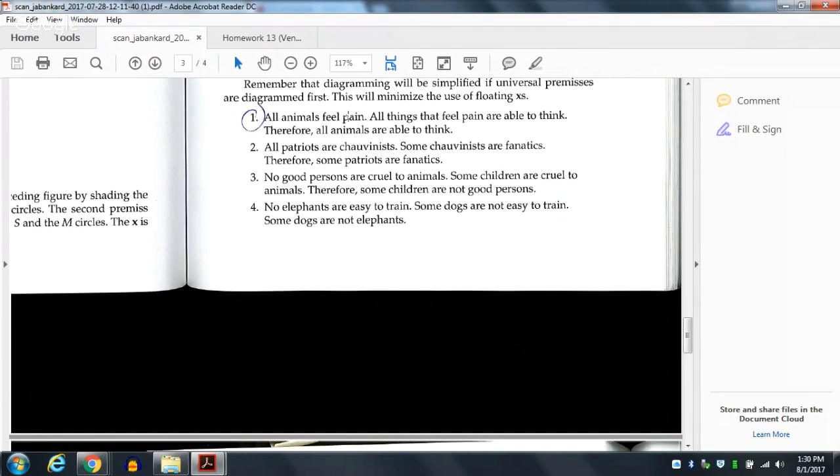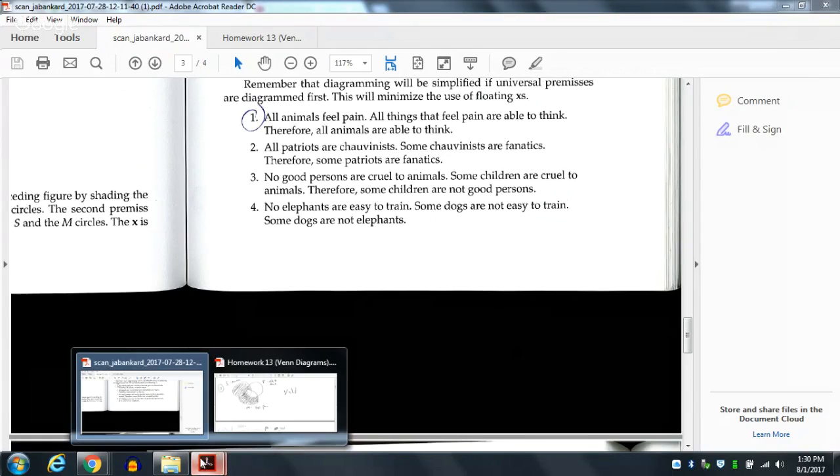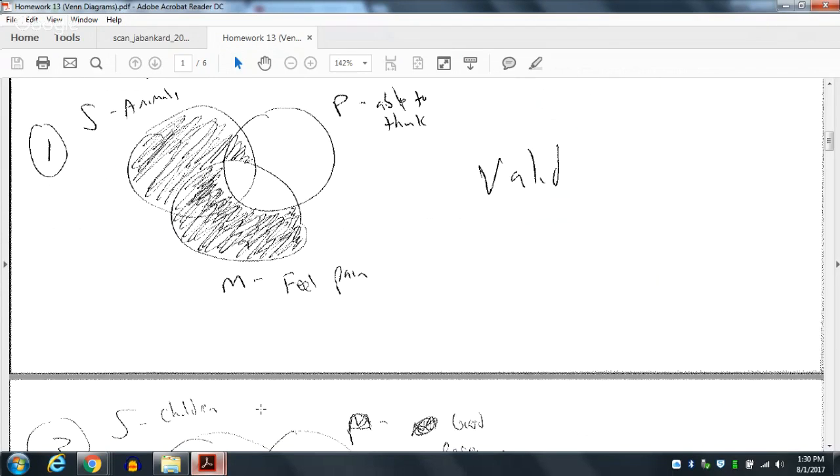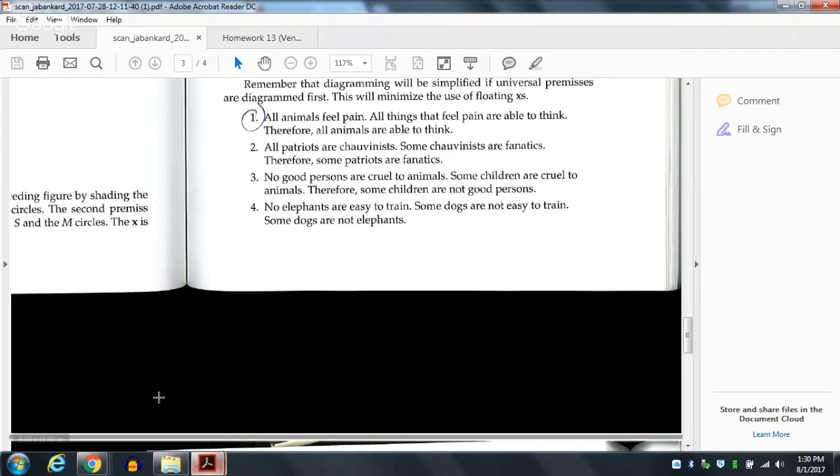Number one, all animals feel pain. All things that feel pain are able to think. Conclusion, therefore, all animals are able to think. So if you look at it here, the conclusion, all animals are able to think. You say animals is S, able to think is P, okay? The subject and predicate of the conclusion. Things that feel pain is the M term down here. So you've got your three circles, and then one at a time we diagram them.